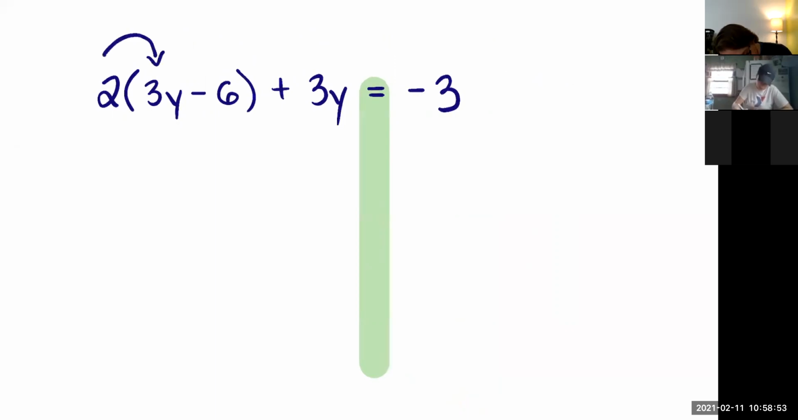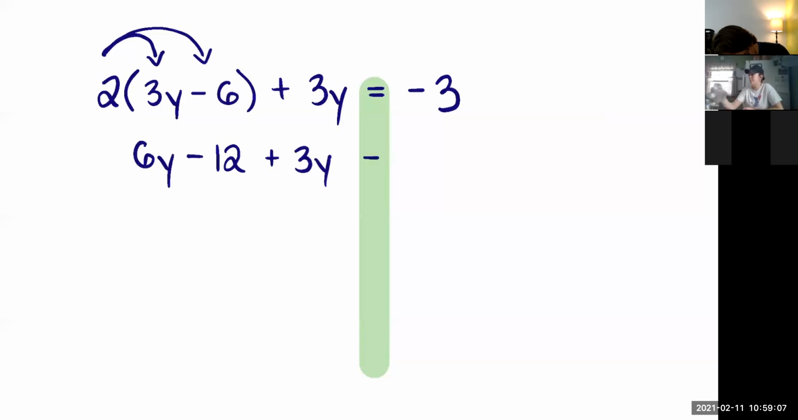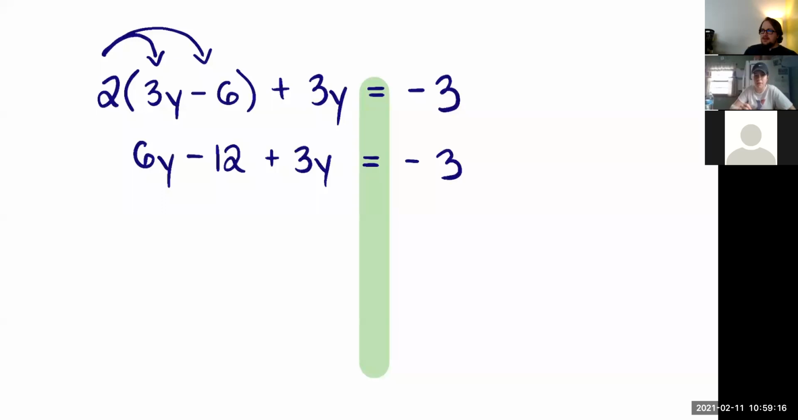2 times 3y is going to give me 6y. 2 times negative 6 is going to give me a negative 12. The 3y was not part of the parentheses, so I'll just bring it on down. Same as the equal sign. Same as the negative 3 from the other side. So far, so good. Now, after parentheses, what did we typically look for next? Like terms. Do we have like terms? Yes. Where? On the left side, 6y and the right.